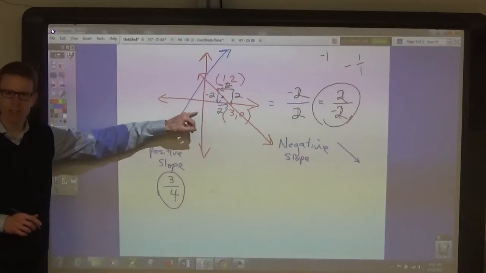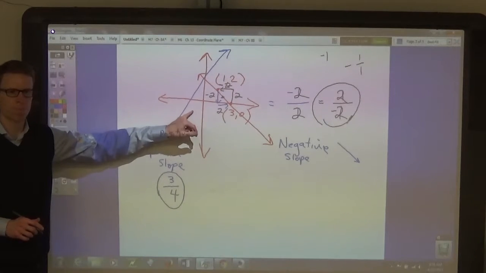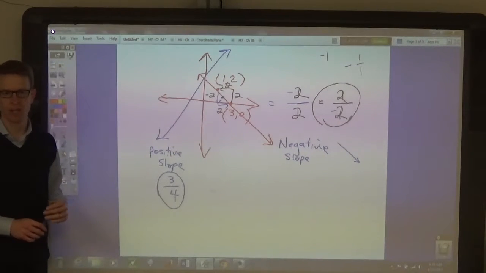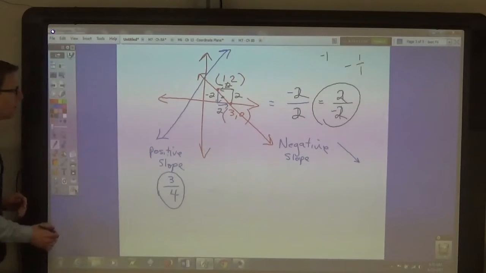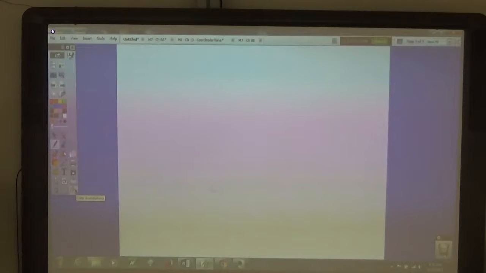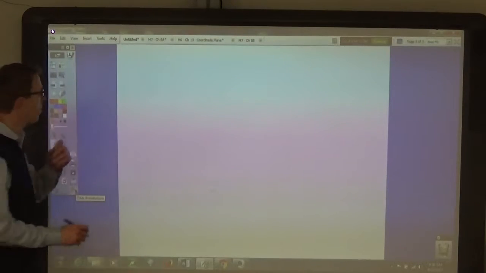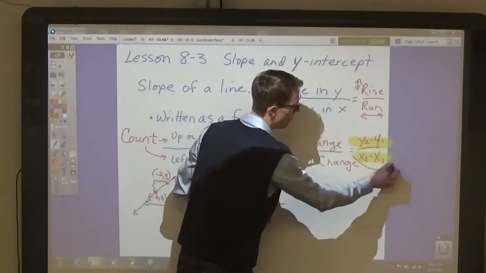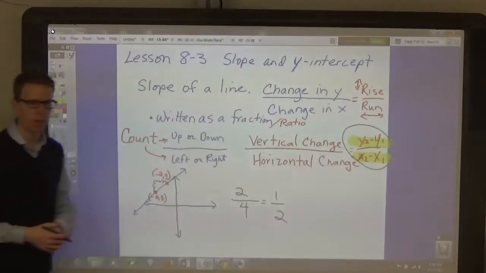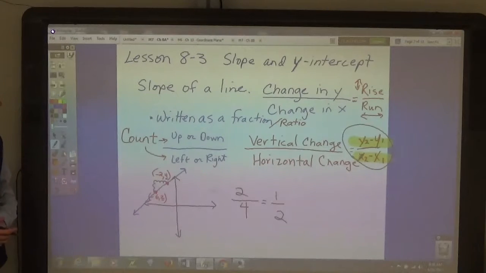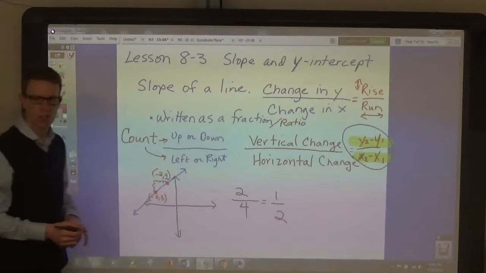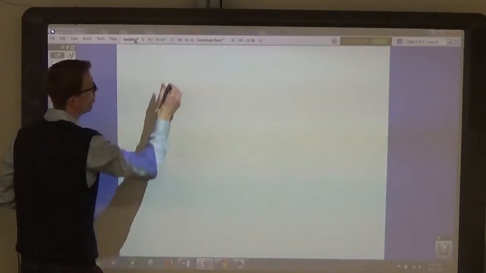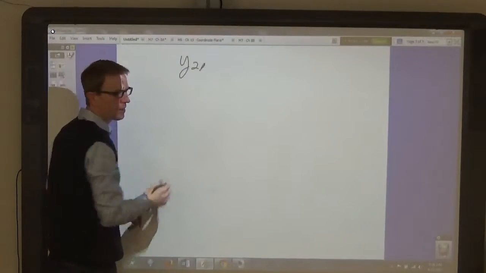Any questions about counting to find the slope? Count the rise and count the run, write it as a ratio. Okay? Let's go to using the slope formula. So, in your notes, that is this formula right here: y2 minus y1 over x2 minus x1. Okay? That's called the slope formula. So, we're going to use that formula. Write it at the top of your page.